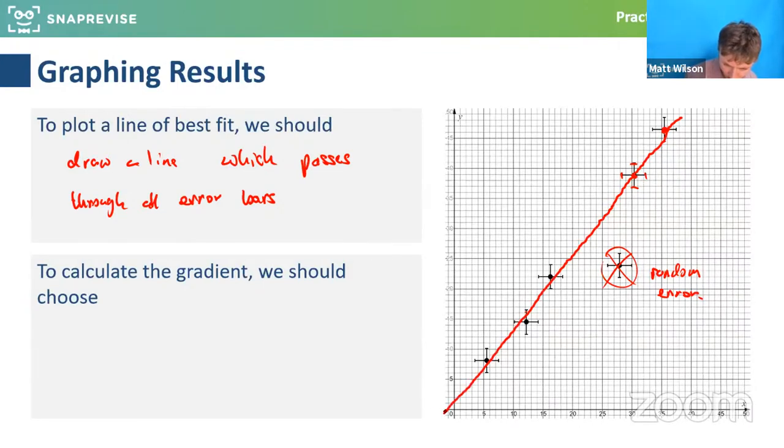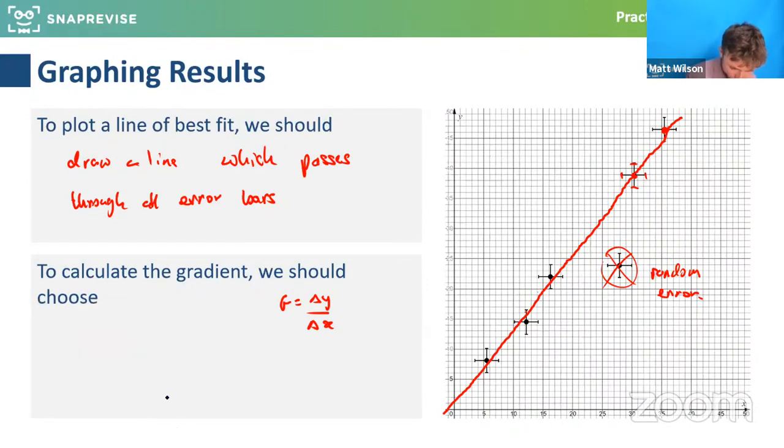There we go. That looks much better. Okay. So see that this line goes in between all of the error bars. Now, once you've drawn a line like this, you typically want to calculate the gradient. Just as a reminder, the gradient is equal to the change in y over the change in x. So I could calculate the gradient by choosing two points.